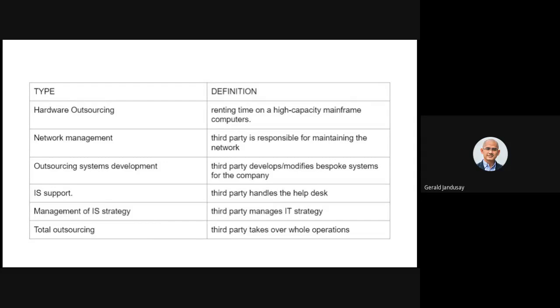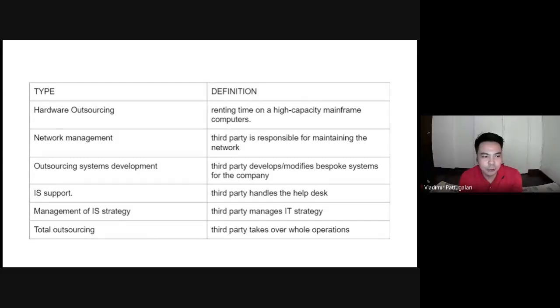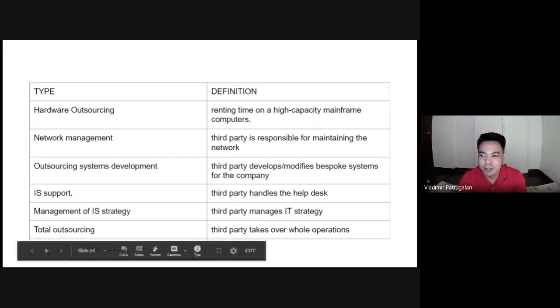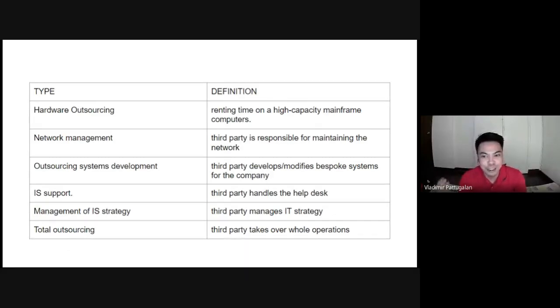I think this is also a very common type of outsourcing company here in the Philippines. I think some examples that come to my mind are like Accenture and others. So there are probably more which are smaller. But basically, outsourcing systems development is outsourcing, of course, the software engineering part to a third party.